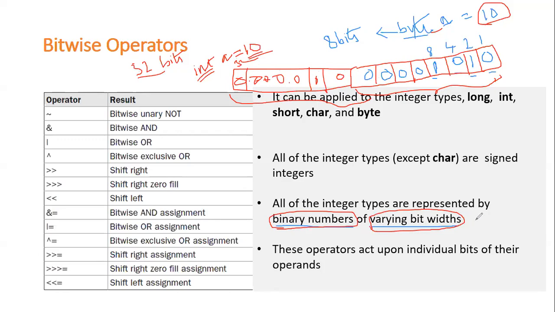What is varying bit widths? With respect to byte, that is byte a, I will represent the same number using 8 bits. Now the same number with respect to int, I will represent it using 32 bits. You see that the bits are varying here. Here I've used 8 bits, whereas here I've used 32 bits. It depends upon the type of your variable. I hope you understood this.